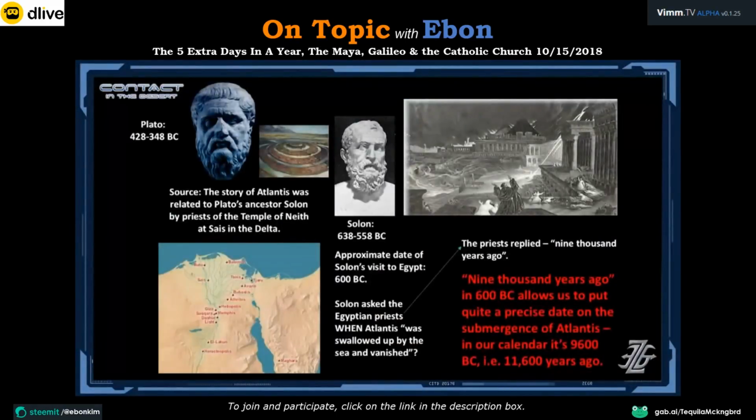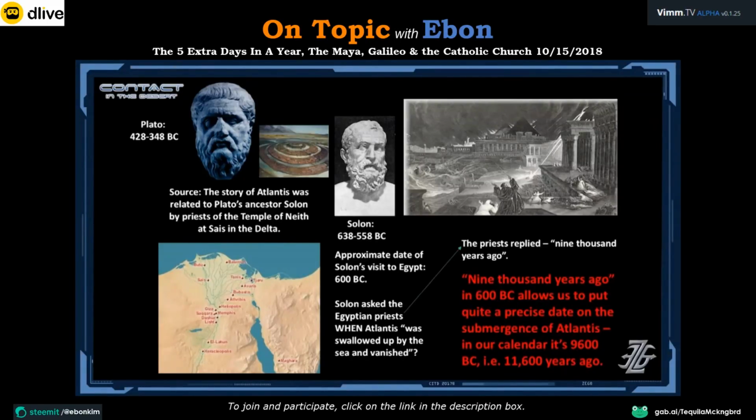He knew about it through his family line, through his ancestor Solon, who had made a famous visit to Egypt around 600 BC, where Solon actually went around kind of interviewing priests like a modern journalist. And at the Temple of Sais in the Delta, Solon was told an extraordinary story. He was told the story of Atlantis.